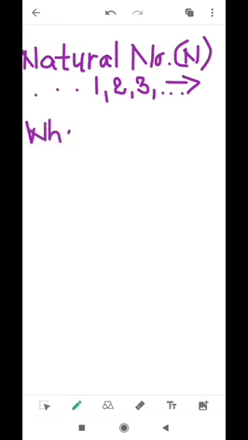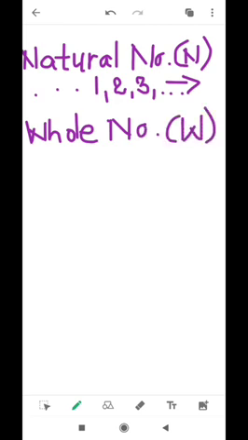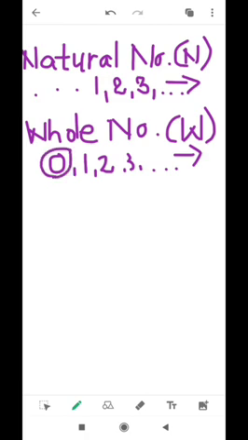And now begin with whole numbers. What do we mean by whole numbers? So whole numbers denotes by the capital letter W, and it starts with 0. 0, 1, 2, 3 up to infinite in this direction. So whole numbers starts with 0. And what do we mean by natural numbers? The numbers which we used for counting, and it starts with 1.